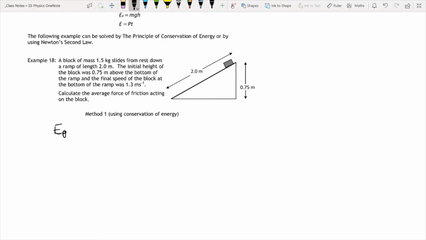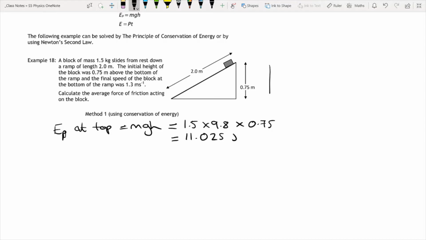First of all, the potential energy at the top is mgh. So mass times gravitational field strength times the height. Remember, the height is the vertical height, so it's times 0.75, which comes to 11.025 joules. I wouldn't round it just yet because you're going to be using it further on in the question.